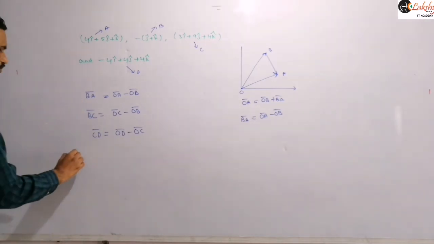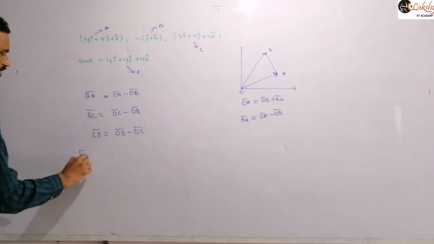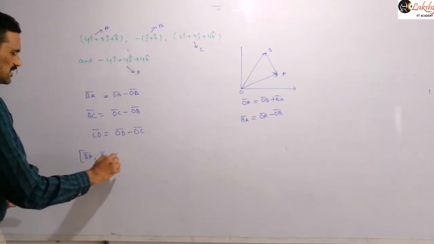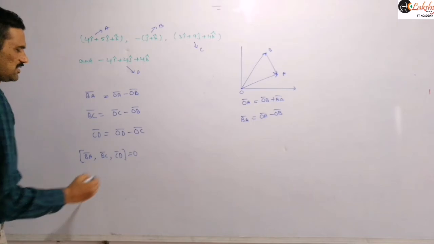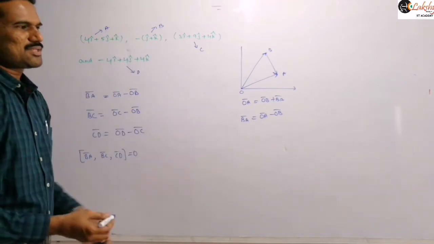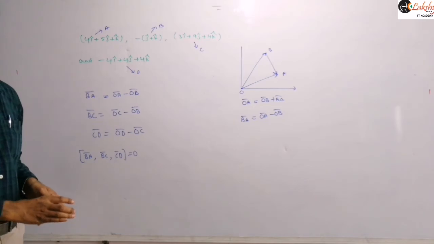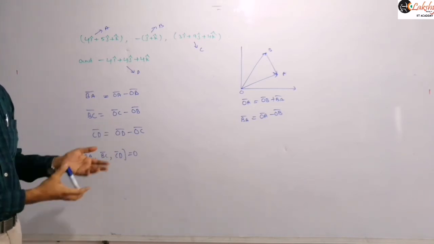Now what you need to prove is that the scalar triple product of these three vectors will be 0: BA bar, BC bar, CD bar is equal to 0, right? And that determinant is the same as in our previous calculations. That means the same calculation we discussed previously, we need to determine here.